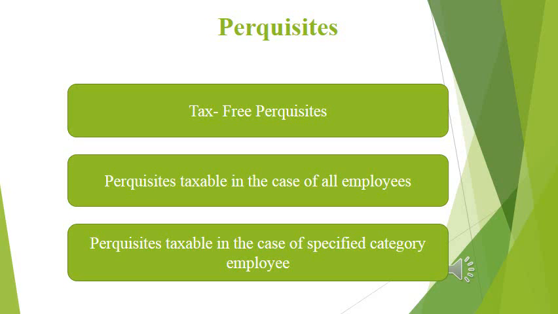Now we discuss by emphasizing different types of perquisites. There are 3 types of perquisites. First one, tax-free perquisites. Next one, taxable perquisites for all employees. Next one, taxable but in the case of specified category. It is fully taxable, but in the case of specified category of employees. Who are the specified category of employees, that will be looked into.